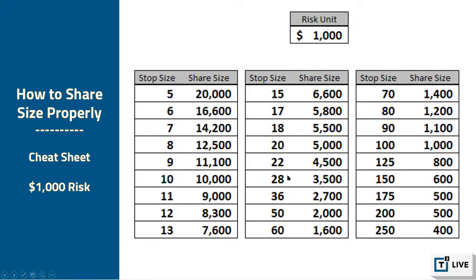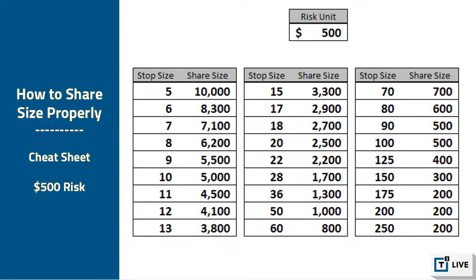And then as the stop gets bigger and bigger, you can start to create a range. So from 23 cents to 28, it's 3,500 shares. It's not going to be exactly $1,000 risk, but about the same. Close enough. The idea is we want to risk about the same amount on every trade. We don't necessarily need to risk the exact same amount, but about the same amount, which is $1,000 in this case. Now, $1,000 might be a lot. You can use $500 risk. You just change the risk unit, and the table updates automatically.